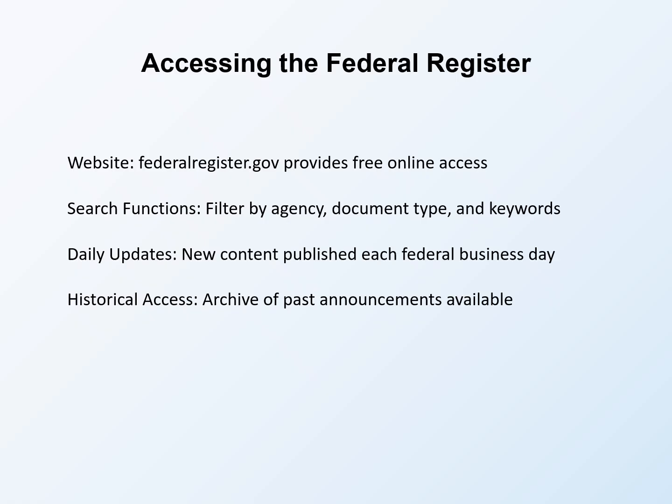Learning to use search effectively saves significant time. Daily updates mean new content appears each federal business day. The Federal Register is not published on weekends or federal holidays, but every regular business day brings new content. This publication schedule means you should check regularly or set up alerts rather than checking sporadically.